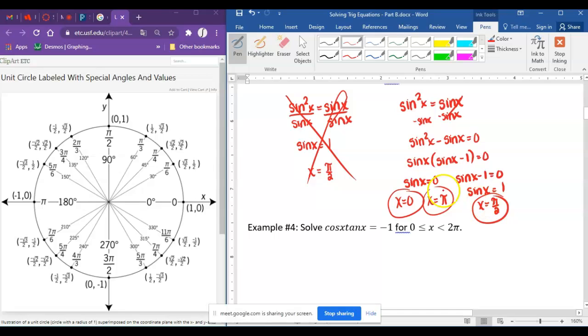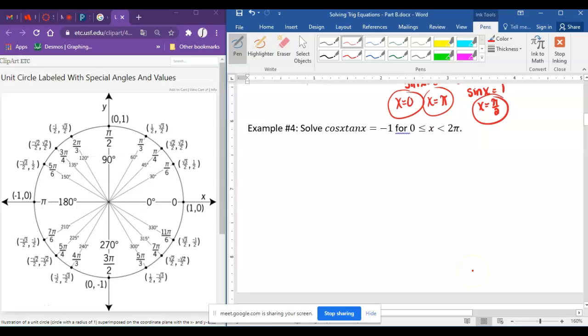All right. Example 4 is a little bit different. For example 4, we've got cosine x tangent x equals negative 1. There are some things you cannot do. You cannot say cosine x equals negative 1 and tangent x equals negative 1. That is wrong, because that property where we can set each factor equal to 0 only applies whenever the equation equals 0, which it does not here. So we cannot do that.